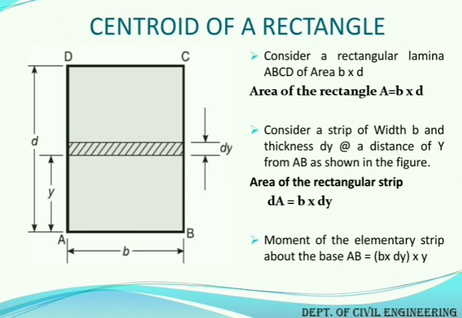So the moment of that small elemental strip about AB is area into distance, which is equal to B into dy, which is the area, and the distance with respect to AB, that is the perpendicular distance, is y. Therefore, moment is B into dy into y. So these are the first two basic steps which we have covered here.